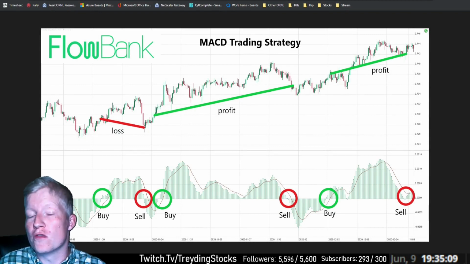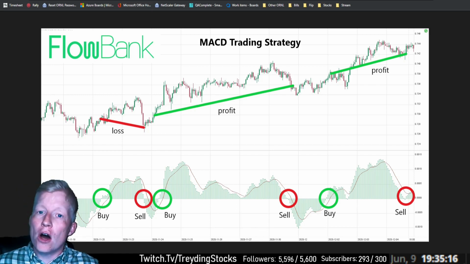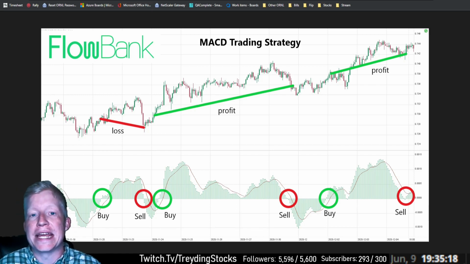Stocks don't move straight up or straight down. They move in waves along the way of the trend line. We all know this. How can we take advantage of it?